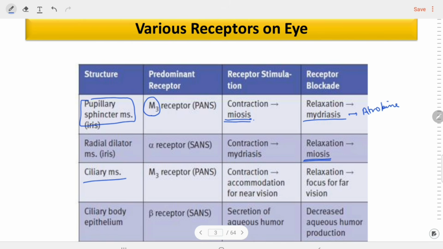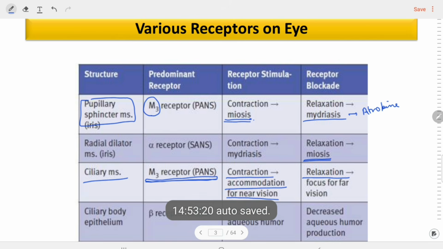Ciliary muscles: I already told you that M3 receptors are also present on the ciliary muscles, and they cause contraction of the ciliary muscle because of the movement of the whole structure, which leads to accommodation for near vision, more convexity in the lens. And relaxation, meaning blocking of the M3 receptor, leads to relaxation, and that will cause focus for far vision.